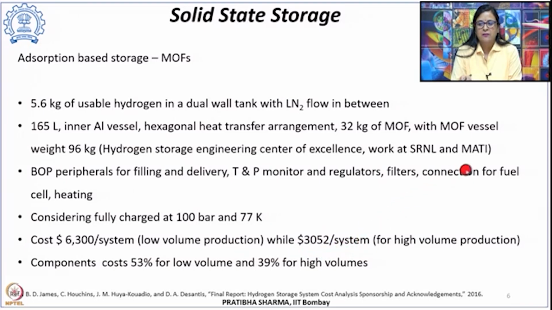However, there was another study, the METI study, which found slightly different numbers, but at the same time the amount of metal organic framework used, the size of the vessel, and the weight of the vessel were different, and they found that this was $5,777 per system, and this was roughly around $2,945 per system. Now, among the total cost, it is found that the components other than the tank incorporate about 53% of the total cost when it is low volume production, and that corresponds to about 39% of the total cost when the production is at a higher volume of these systems.